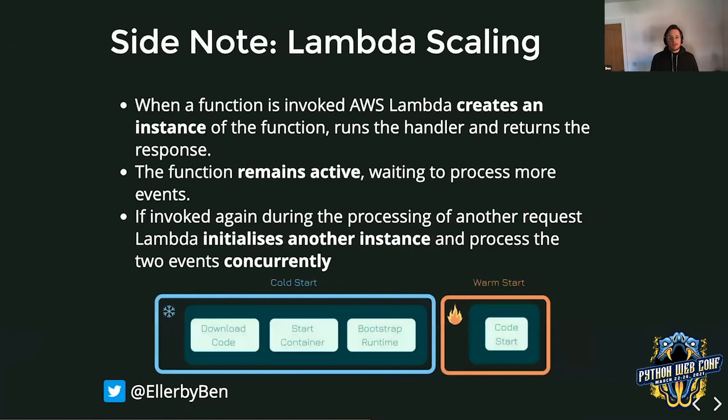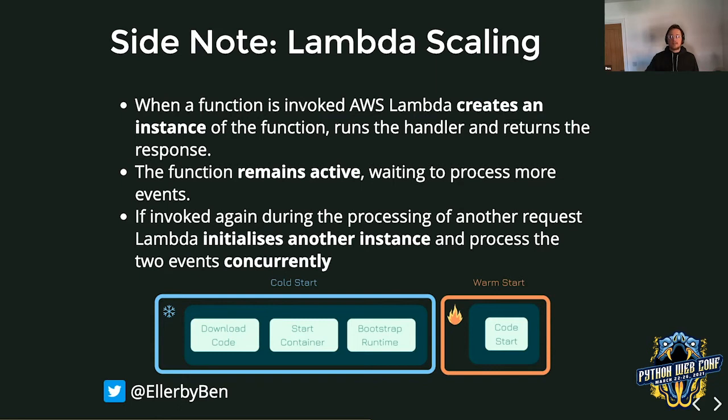Just a quick side note before we keep going on this PDF example, and it'll be quite useful as we start to scale this out. When a function is invoked, AWS Lambda creates an instance for that function, which runs the handler method and returns the response. That function instance remains active, waiting to process more events. And if a function is invoked twice in a short period of time, so it's invoked while one instance is already answering one request, it will spin out another Lambda instance to handle those two requests concurrently. And this is where we start to get some concurrent aspects of Lambda.